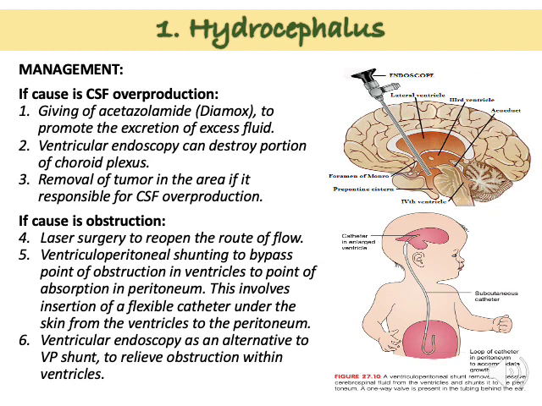The other group of management is if the cause of hydrocephalus is obstruction. Laser surgery can reopen the route of flow. This uses a laser beam to cut tissues. The fifth one is the most common management for hydrocephalus, which is ventriculoperitoneal shunting, or VP shunting.